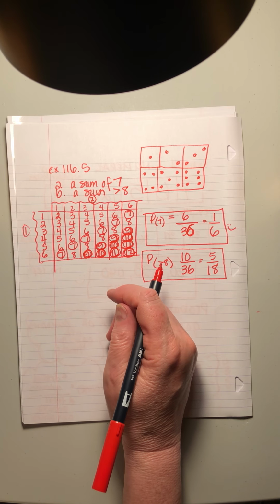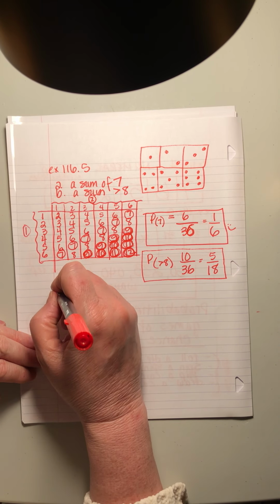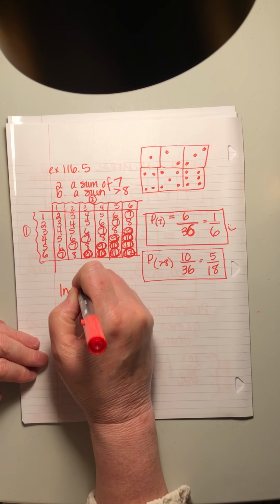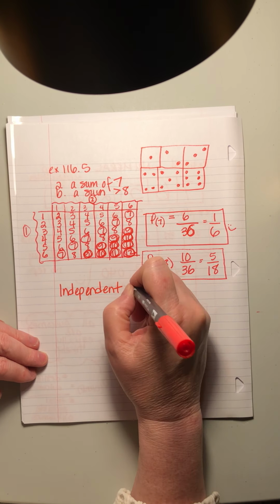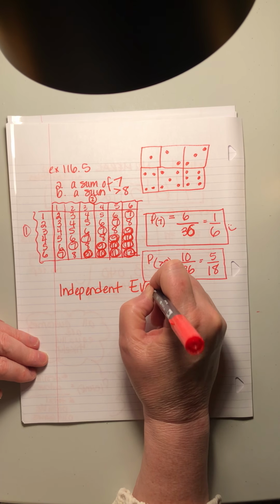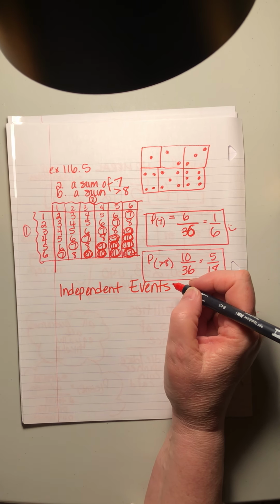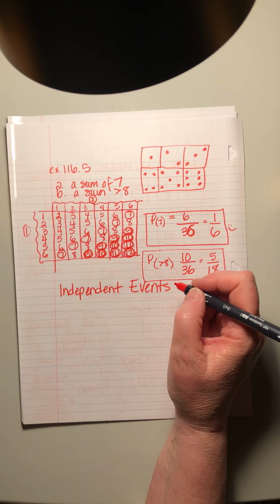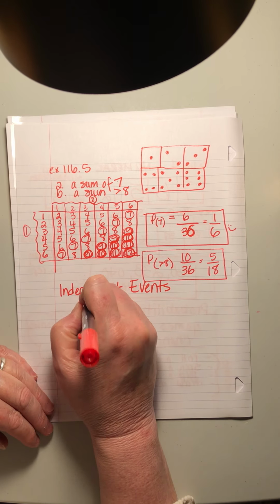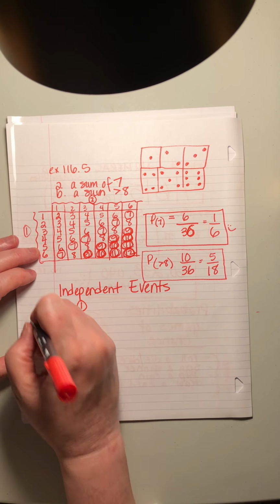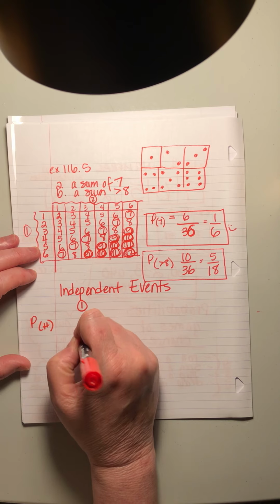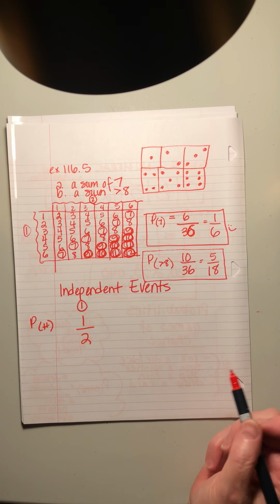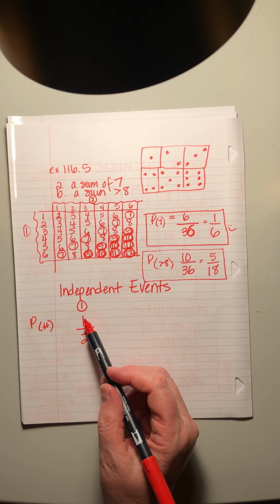Okay. The last thing that we want to talk about in this lesson is something called independent events. Let's say that we're flipping a coin, and the first time we flip it, we want to get heads. So we would say the probability of getting heads is 1 out of 2, right? There's only 2 options, heads or tails, but we just want heads.